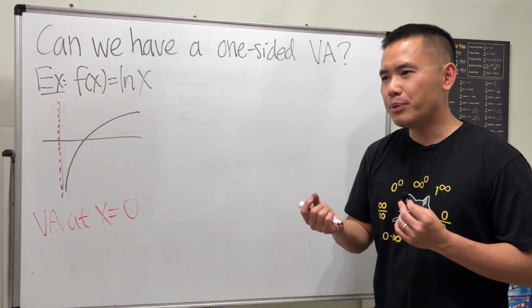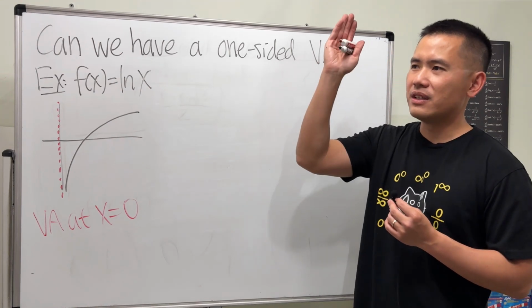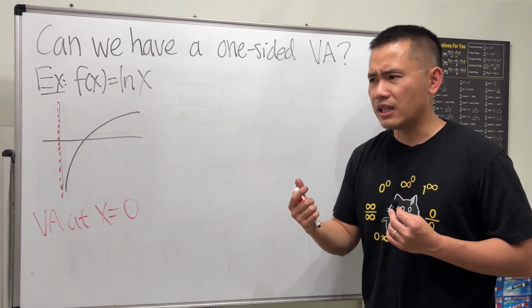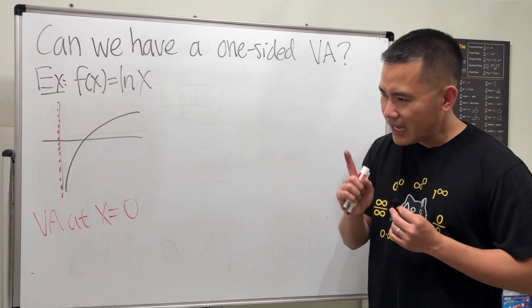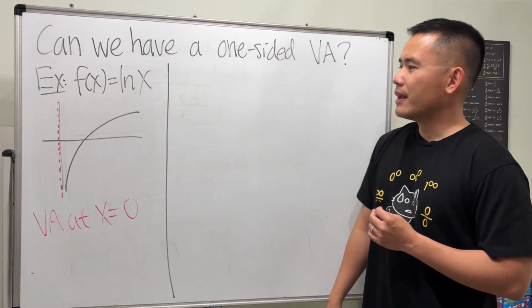So is it possible to have one side of a limit go to positive infinity or negative infinity, while the other side approaches a finite value? Now it's more interesting. And I do have an example right here for you guys.